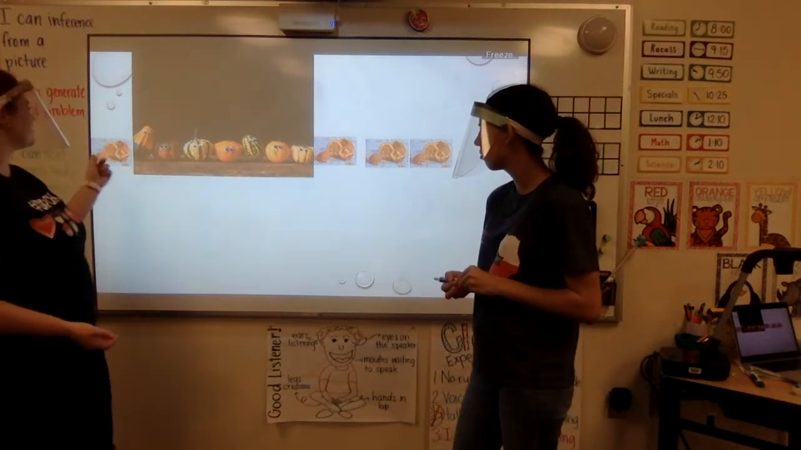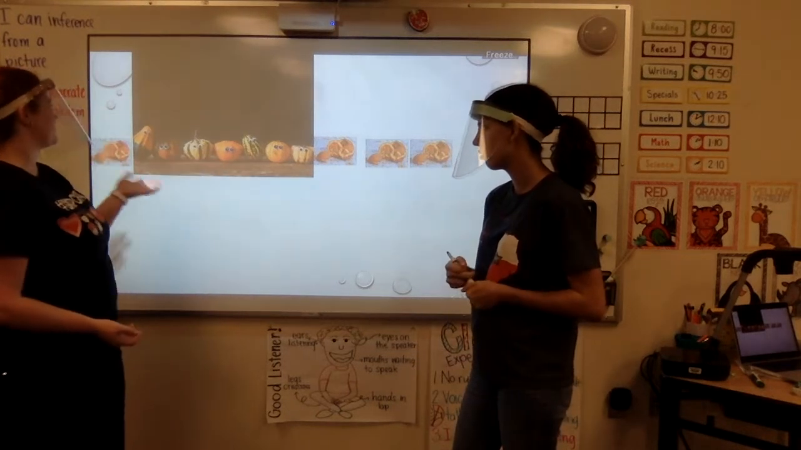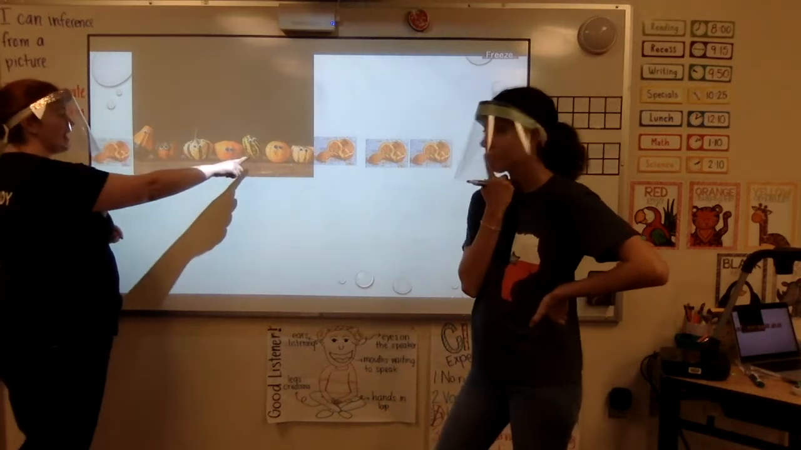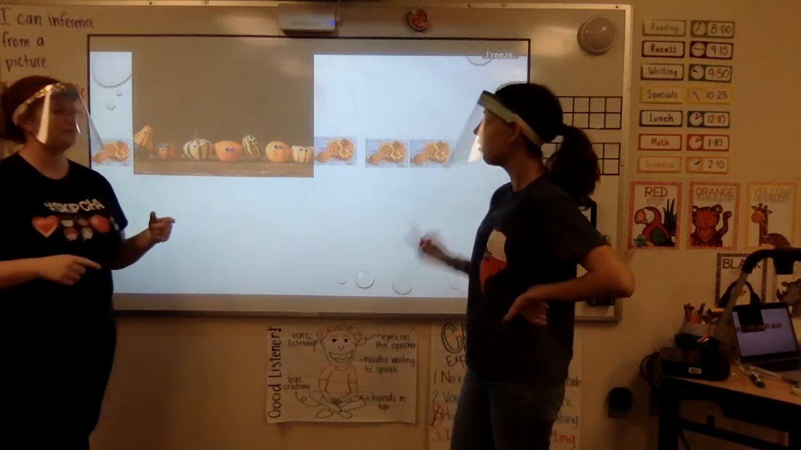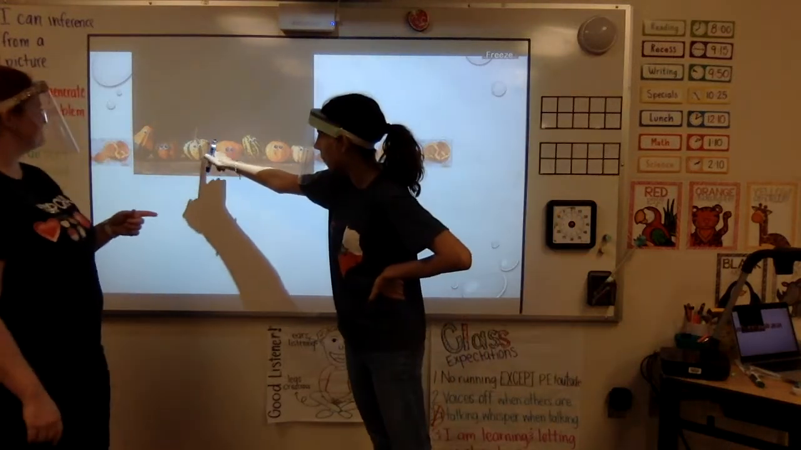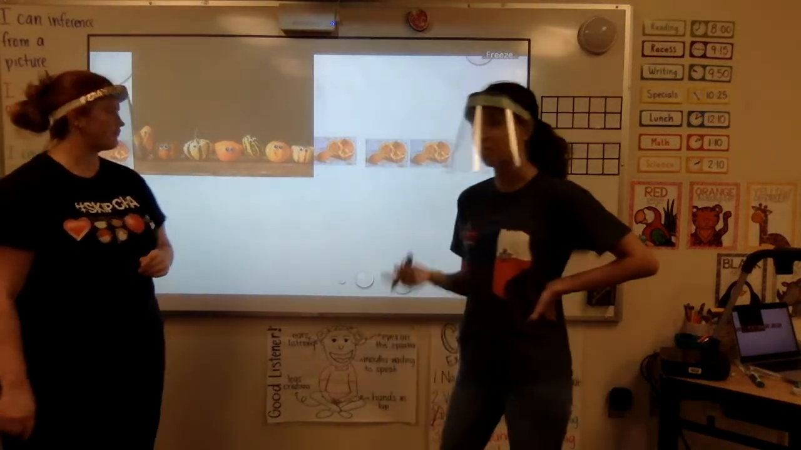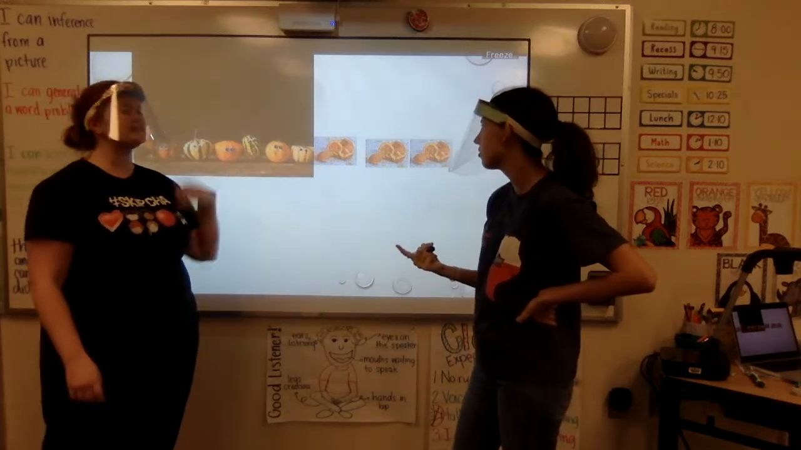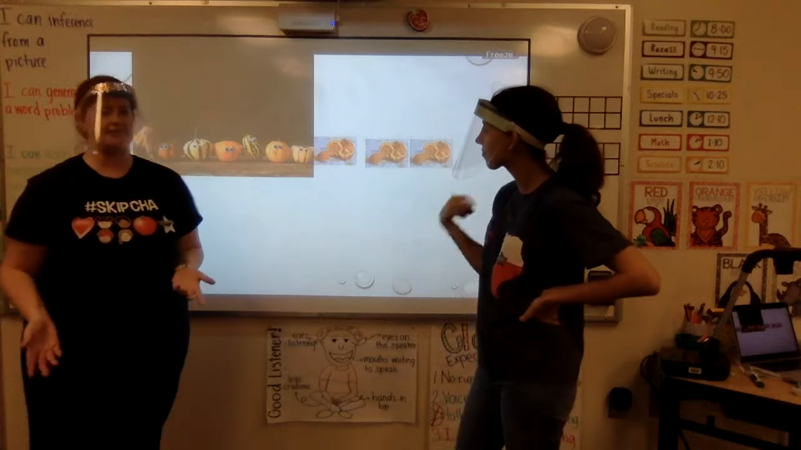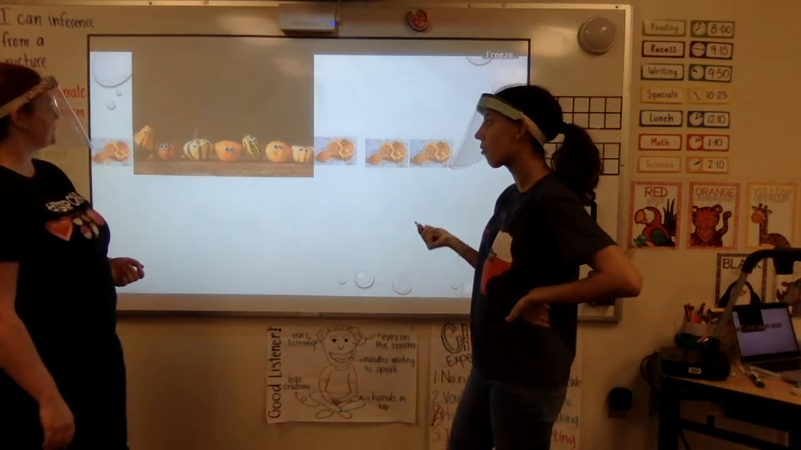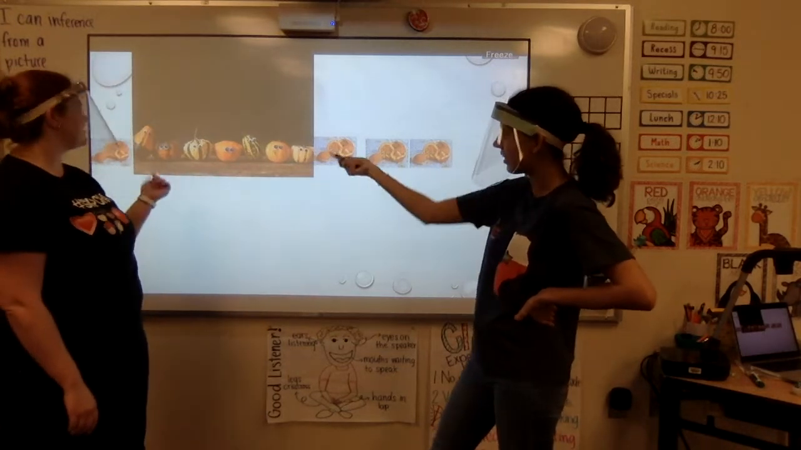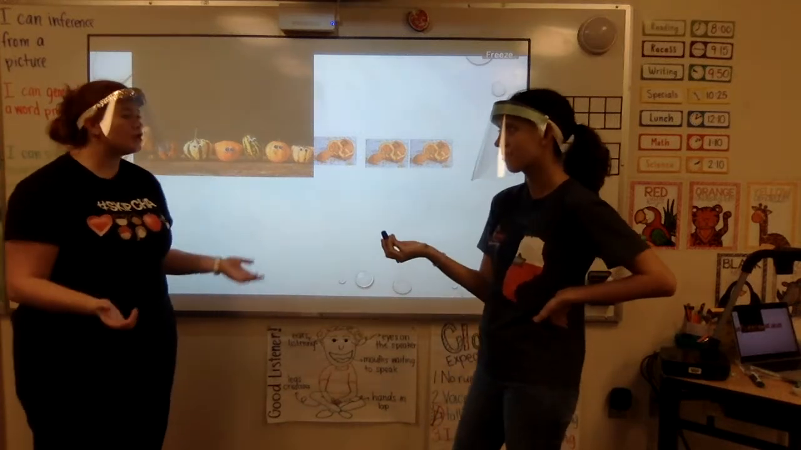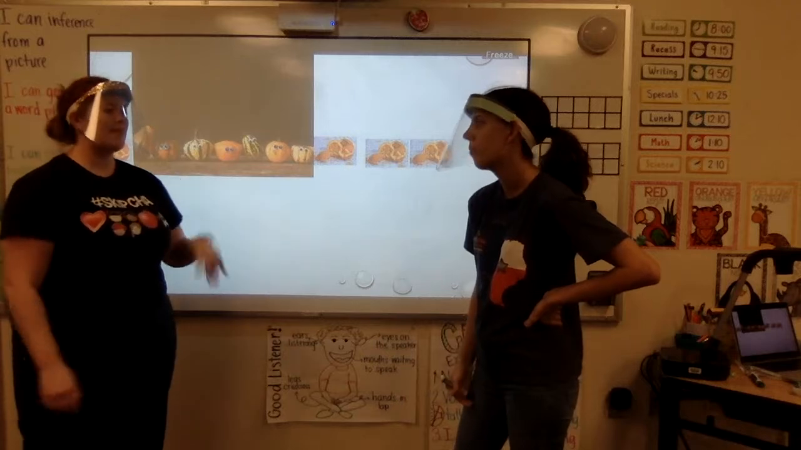Well, it looks like there's a lot of pumpkins. They're all pumpkins, right? Some of them have stripes and some of them are just orange. Oh, and some of them look kind of bumpy, and some look smooth. A couple of them have long stems, but some have short stems. And a lot of them are orange, but some are green. Wow, there's a lot that I can notice and observe from all of these pumpkins.